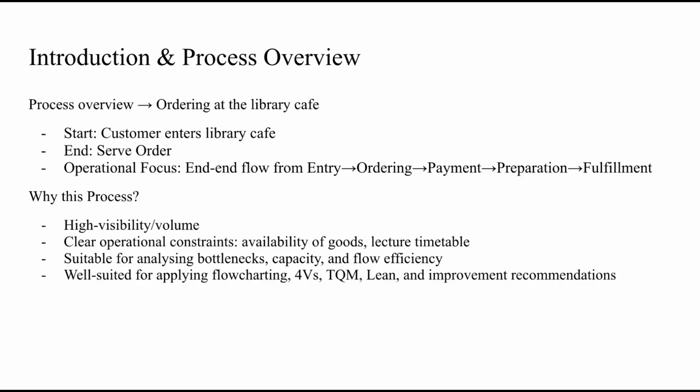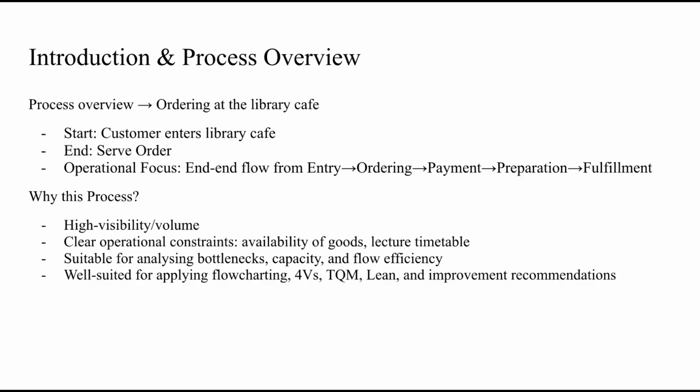That leads on to the next part, which is that there are clear operational constraints, that being availability of goods, lecture timetables, and other things that will be addressed in later slides. Notably, availability of goods means there isn't an infinite amount of food, nor an infinite amount of coffee. So at some point, some goods will be out, and the process itself will need to change to take that into account.